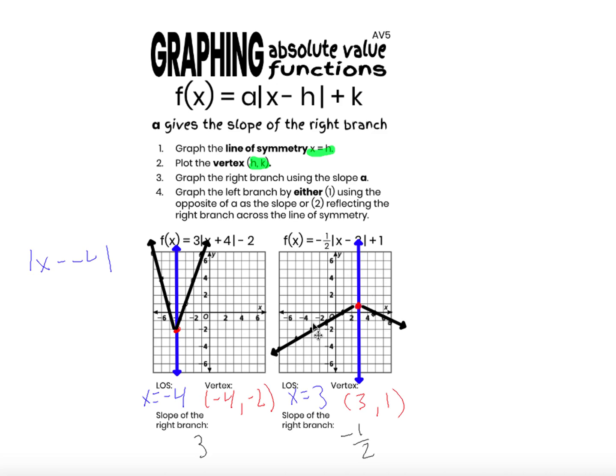The negative is going to make the V face down, or we can think of that as reflecting the graph over the x-axis. The 1/2 makes the graph flatter, and this is definitely flatter. The negative 3 moves the graph 3 to the right, and the plus 1 moves it 1 up. So again, we are confident in our graph of our absolute value function f of x equals negative 1/2 times the absolute value of x minus 3 plus 1.